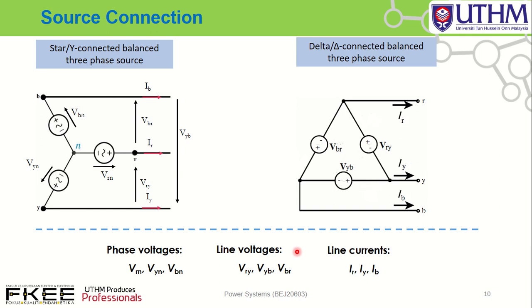The last parameter you have to understand is the line current. This is the line current: line current IR, IY, and IB. Similarly for the delta connected system, we have IR, IY, and IB. I hope you understand these parameters of the Y connected balanced three-phase source and the delta connected balanced three-phase source.